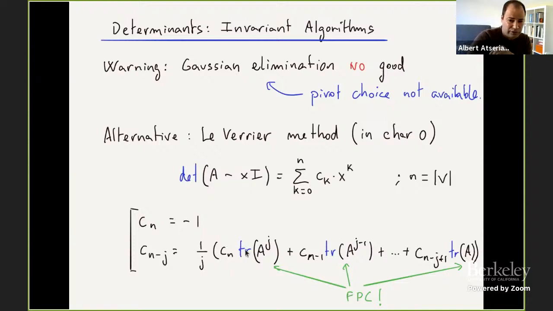in fixed point logic. What about the trace? Well, the trace is just the sum of the diagonal elements, and the diagonal is of course definable because it's just the selection of the entries of the matrix with equal indices. That's exactly the sigma. So you select the diagonal, you add them up, you add the whole diagonal. That's expressible in FPC. Therefore, you can express the coefficients. And once you have the coefficients, you plug in zero, you get the determinant of A.